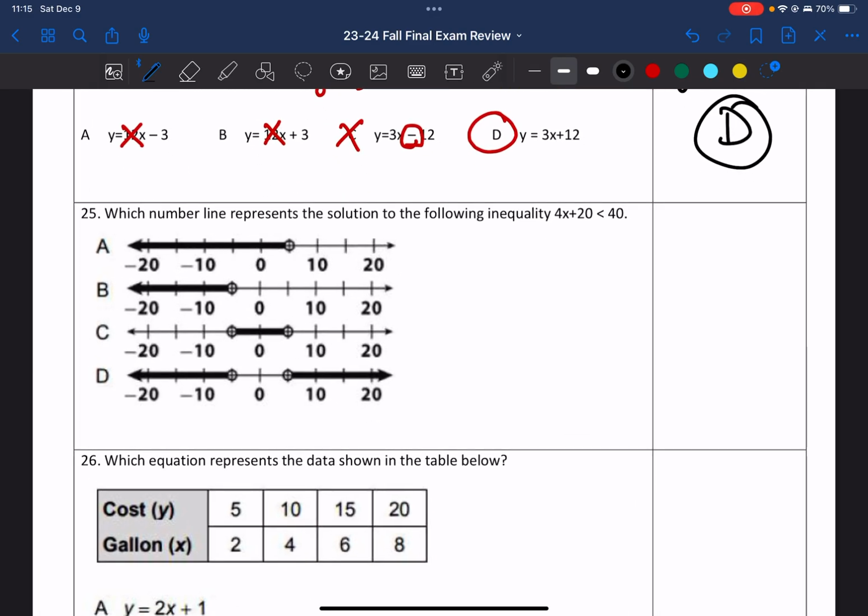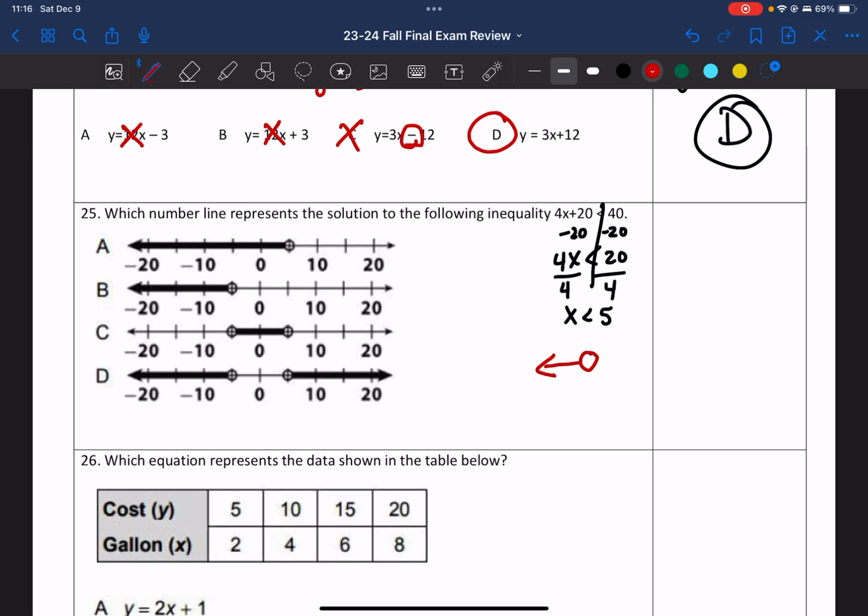Which number line represents the solution to the inequality 4x plus 20 is less than 40? Excuse me. Let's solve. Okay. Minus 20, 40 minus 20 is going to be 20. Is less than 4x. So 4x is less than 20. I'm going to divide by 4. X is less than 5. All right, this is an open circle. All of our answer choices have open circles. But here, which way am I going to shade? I know it's going to be open, and it's going to be going to the left.